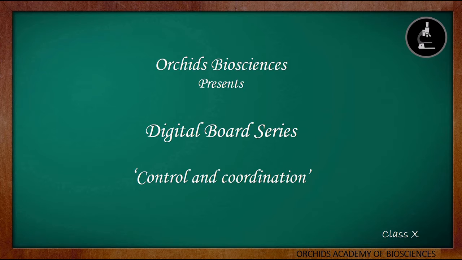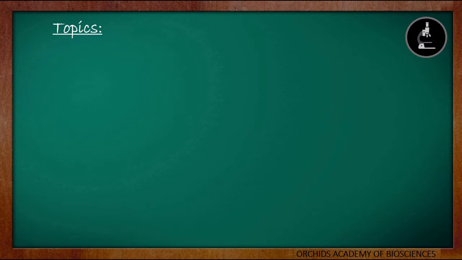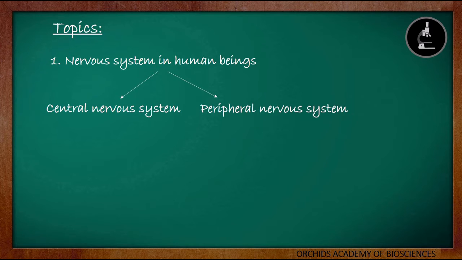This is the second video of the chapter, that is Control and Coordination. If you haven't watched the first video yet, I have provided its link in the description below, so please do watch it. In this video, we will discuss the nervous system in human beings and its components, which involve the central nervous system and the peripheral nervous system. Then, at the end of the video, we will also discuss how these nervous tissues cause action in our body.